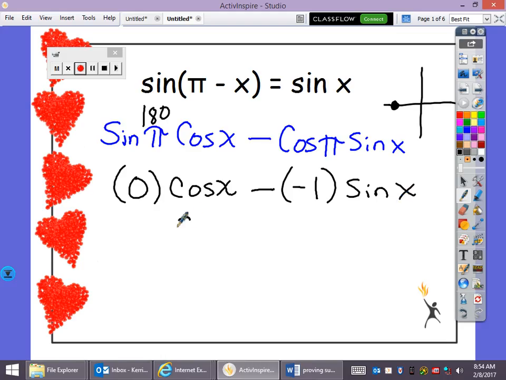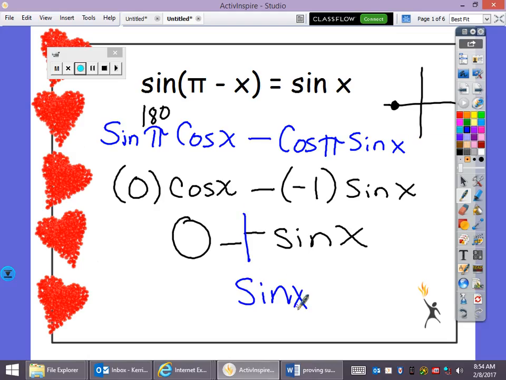So now we have 0 minus a negative sine x. What happens with a double negative? Becomes positive, and I am left with sine x, which was my goal. Problem done. Okay?